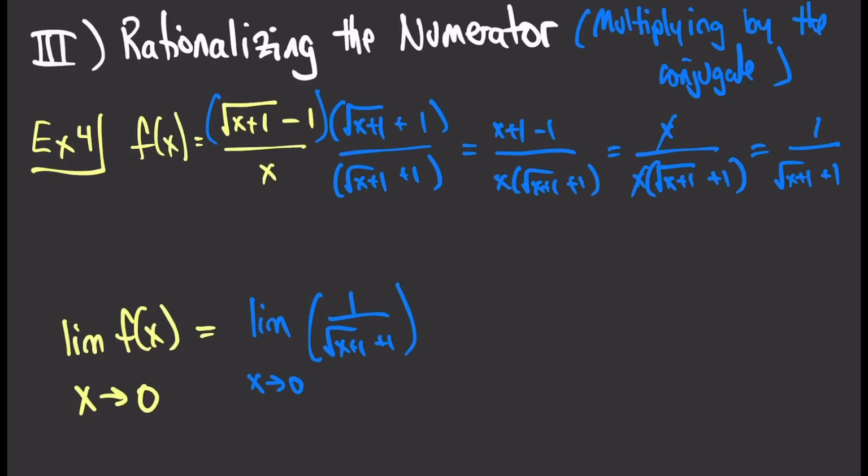Okay, so let's see what happens. Square root of 0 plus 1 plus 1. I think you can see here that's just going to give me a 1. 1 plus 1 is 2. So this limit is 1/2. So the limit does exist. When x is 0, y is going to be 1/2.